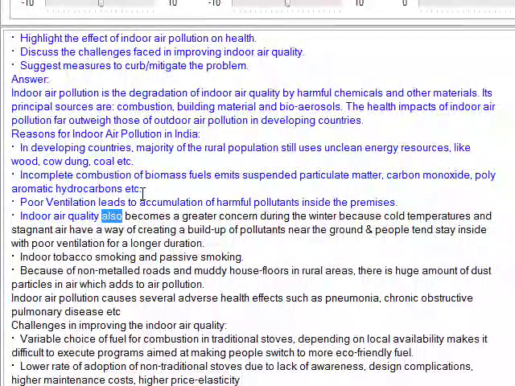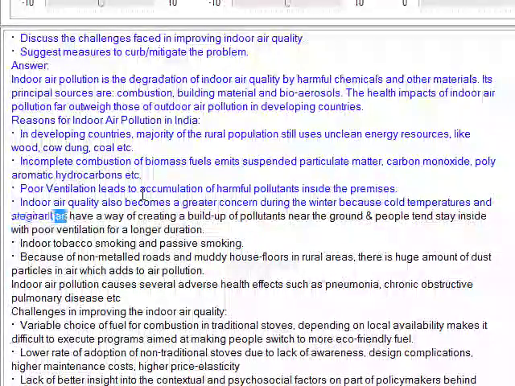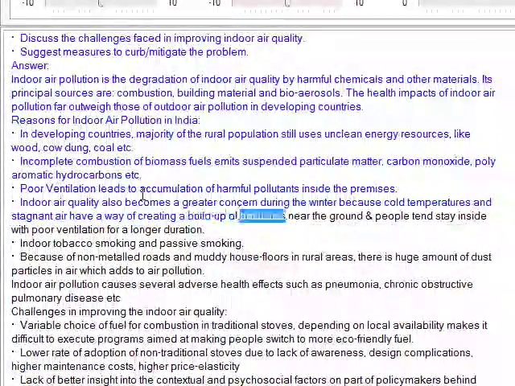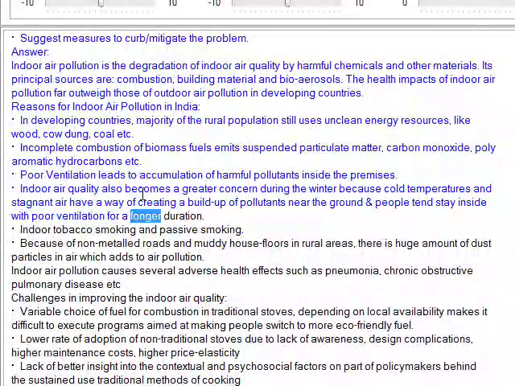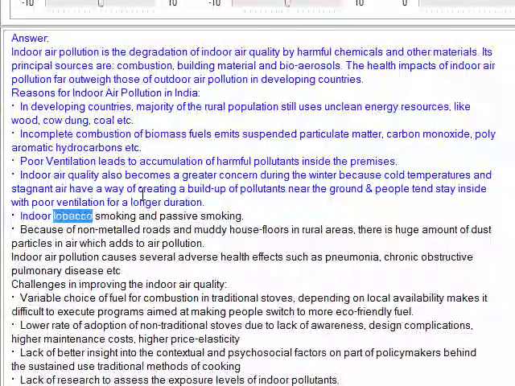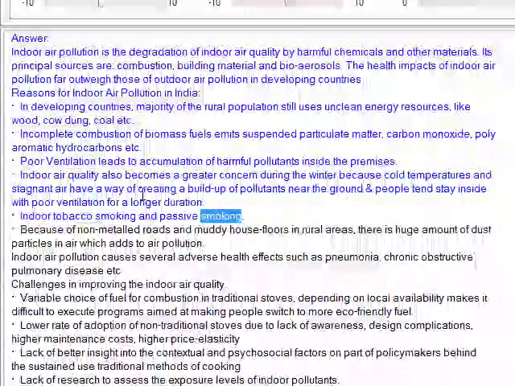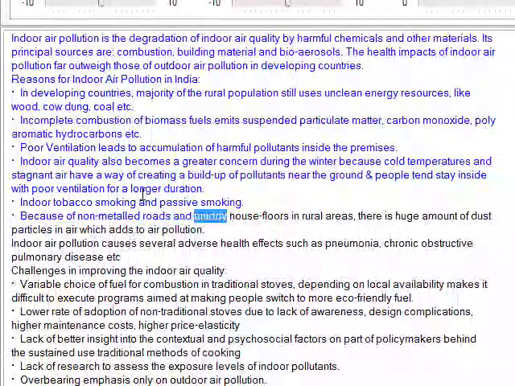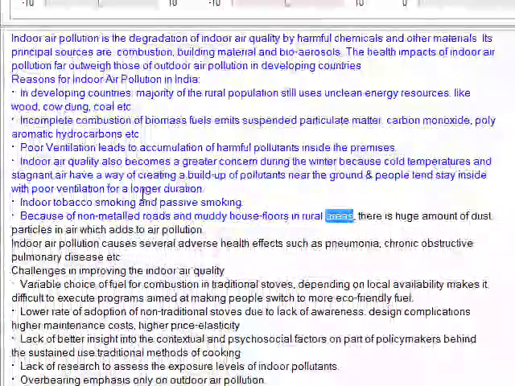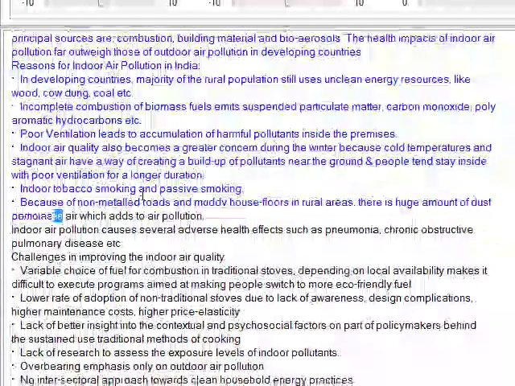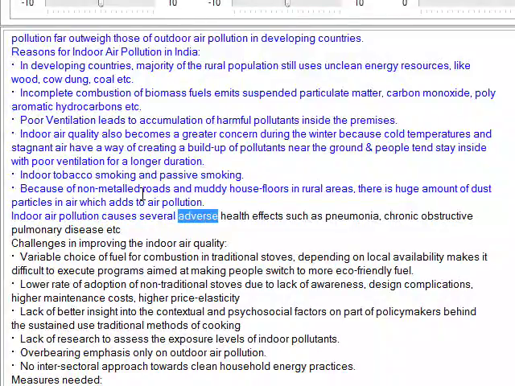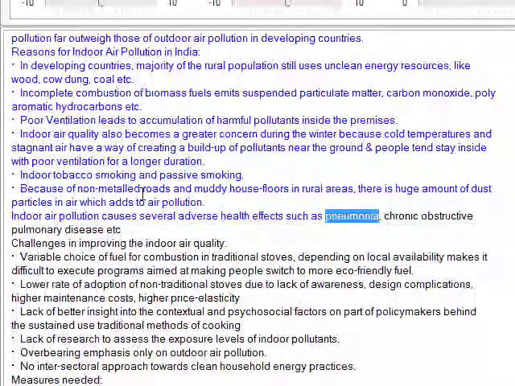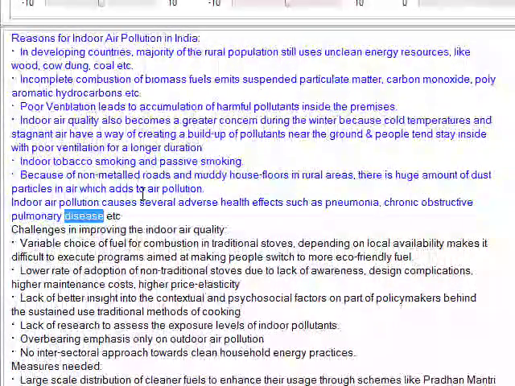Indoor air quality also becomes a greater concern during the winter because cold temperatures and stagnant air have a way of creating the buildup of pollutants near the ground, and people tend to stay inside with poor ventilation for longer duration. Indoor tobacco smoking and passive smoking. Because of non-metalled roads and muddy house floors in rural areas, there is a huge amount of dust particles in the air which adds to air pollution. Indoor air pollution causes several adverse health effects such as pneumonia, chronic obstructive pulmonary disease, etc.